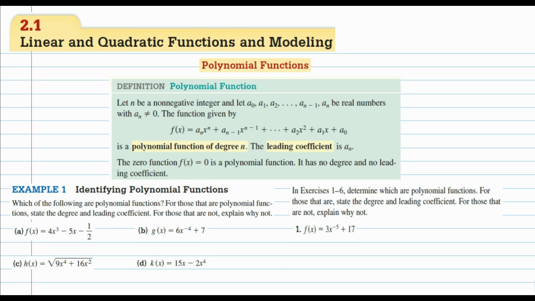Example 1, identifying polynomial functions. Which of the following are polynomial functions? For those that are polynomial functions, state the degree and leading coefficient. For those that are not, explain why not.